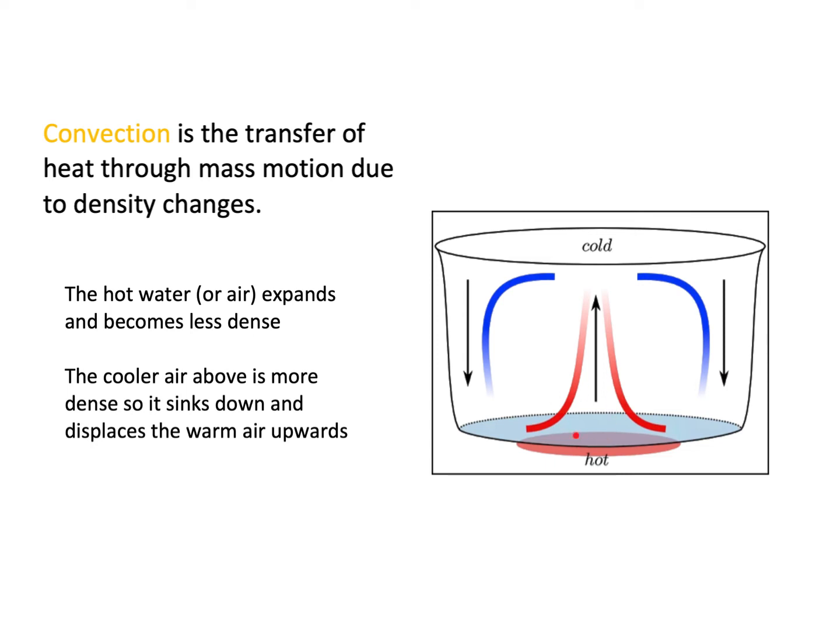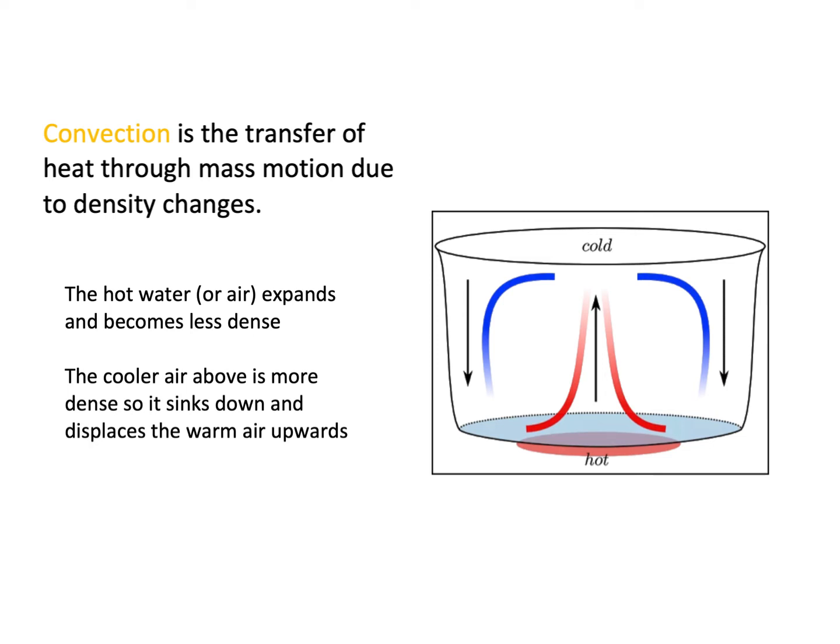The water in the middle and at the bottom is going to heat up and become warmer. What happens to things when they get warmer? Well, their temperature goes up and they expand. They warm up and they expand, and as they expand, they become less dense. And so the warm water is going to rise, and then the cooler, more dense water up above is going to fall down to replace it.